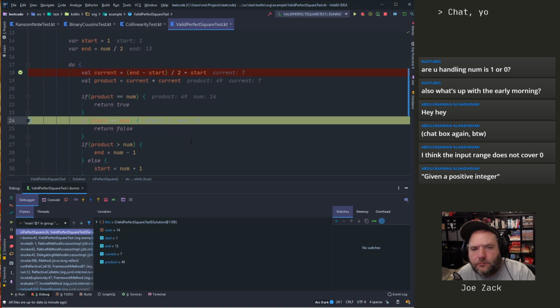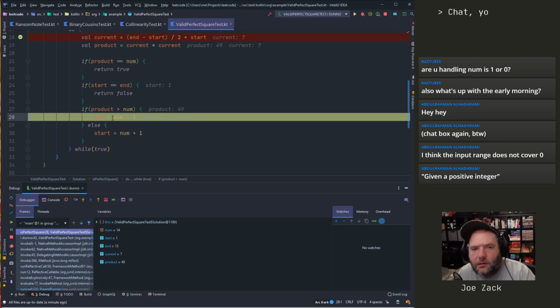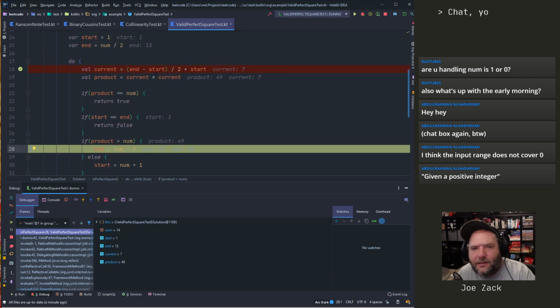Product 49 is greater than 14, so our end becomes 14. Wait, I thought, what? Our end is 12, is 13. So how did we end up with a number that was bigger? What the heck?